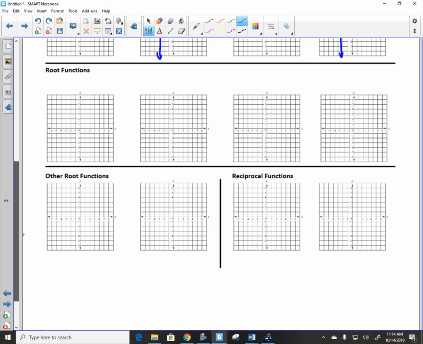Root functions. So suppose we have y is equal to the square root of x. You guys know that one, but we haven't talked about y is equal to the cube root of x. You can see in that situation, can you take the cube root of negatives? Yes. So it's going to produce negative values for negatives and positive values for positives. So you can see it's located both on the right side and on the left side.